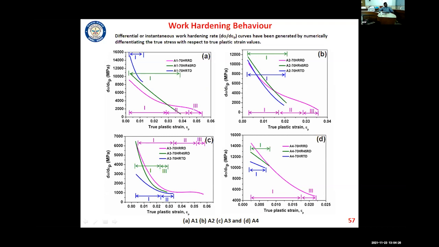the multiple slip activities, and in stage 3, dynamic recovery starts after the sufficient pile up of dislocations. So in all, I identified what stages are there in the different directions and how they relate to the microstructural parameters and all.